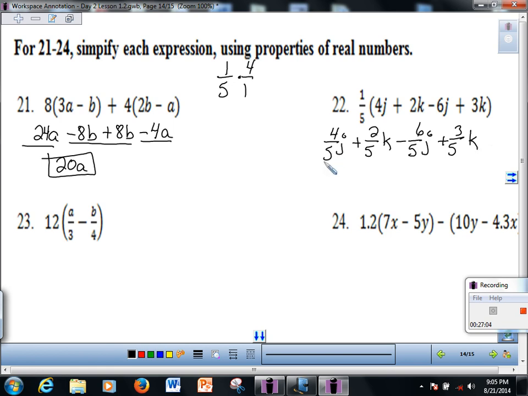Now we just have to go find like terms. So there and there are like terms. If you have your calculator, you can go 4 fraction key 5 minus 6 fraction key 5, and you're going to get negative 2/5 j. If I go 2/5 plus 3/5, they've got a common denominator. So 2 plus 3 is 5 over 5 is 1k. So there's that solution.